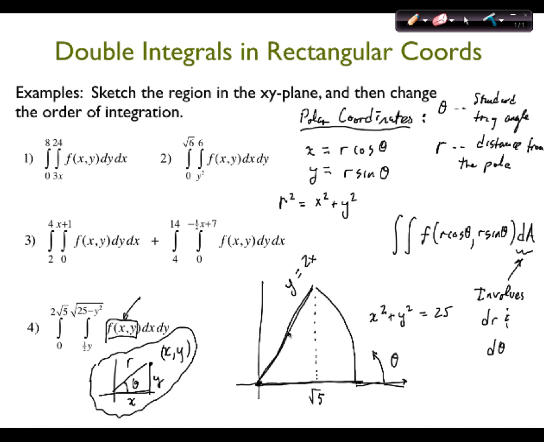So, thinking about how theta varies in this region. Theta varies from what to what in this region? Thinking about the starting angle, what is that? Theta equals 0, right? And along the line y equals 2x.